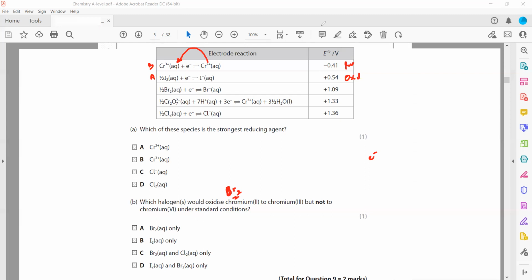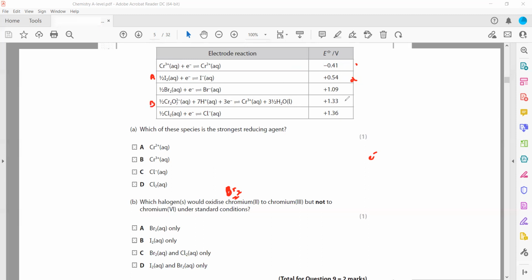Sorry, I wrote it opposite. Reduction happens here because of the higher potential, so this will be reduction and the other one oxidation, loss of electrons. So iodine will convert chromium 2 into chromium 3. That's true. But then we will check this iodine with the chromium 6 equation, whether it will happen.